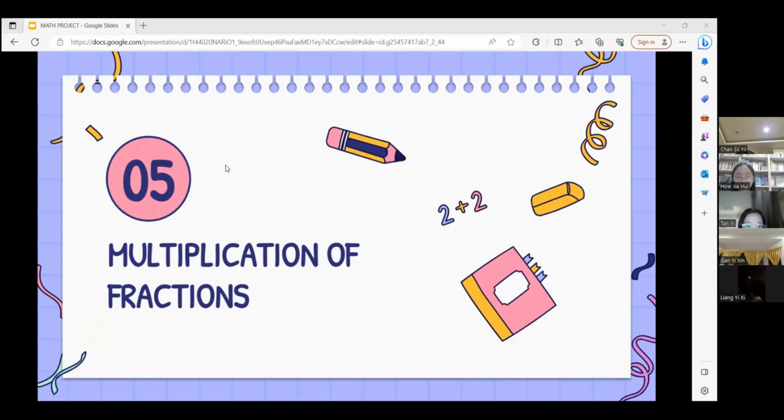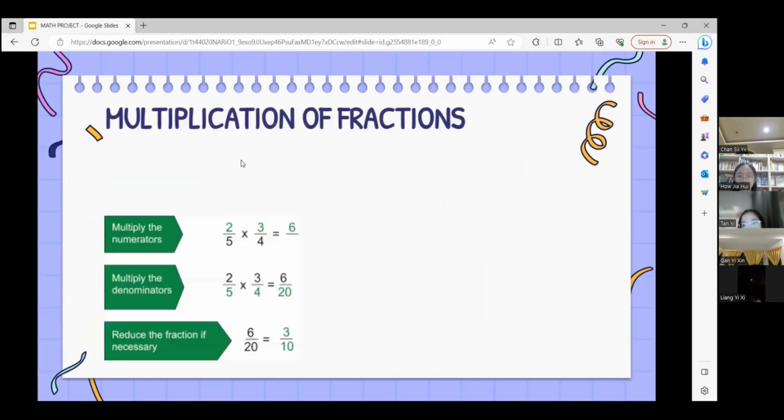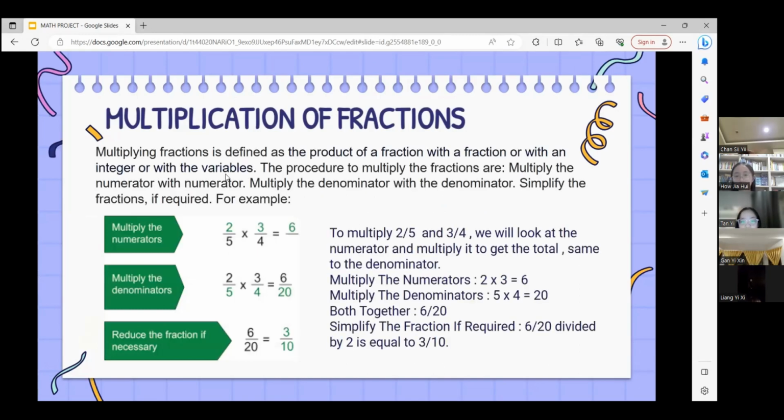Multiplication of fractions. Multiplying fractions is defined as the product of a fraction with a fraction, or with an integer, or with variables. The procedure to multiply fractions is: multiply the numerators with numerators, multiply the denominators with the denominators, and simplify the fraction if required.